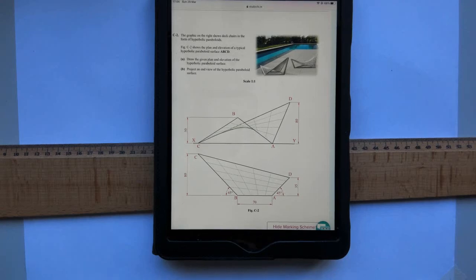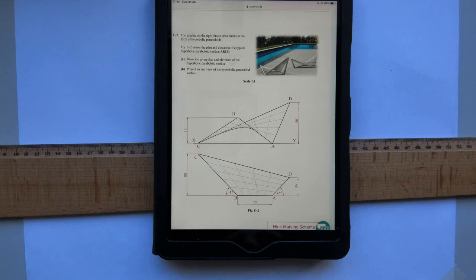Hi lads, this video is going to go through how to do the Ordinary Level 2016 Section C2 question on structural forms. It tells us the graphic on the right shows deck chairs in the form of hyperbolic paraboloids. Figure C2 shows the plan elevation of a typical hyperbolic paraboloid surface ABCD.